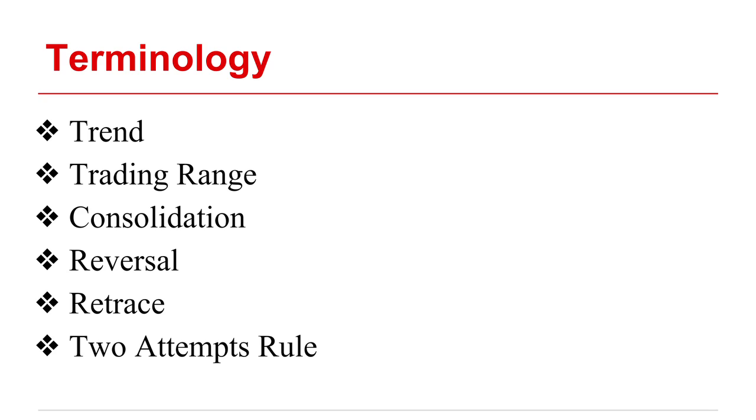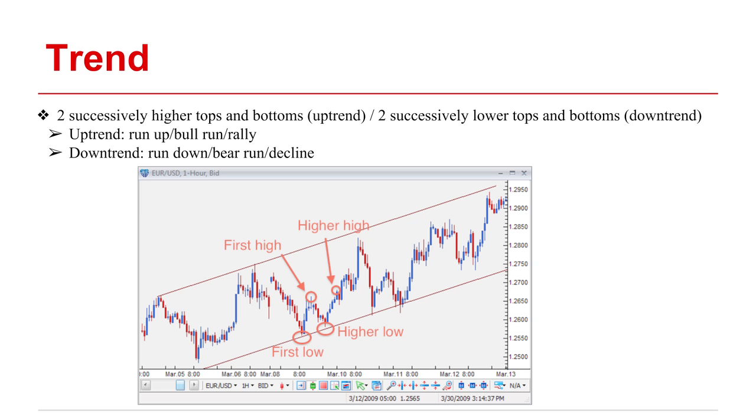Alright, before we move on, I want to explain some basic terminology for price behavior. So a trend implies two successively higher tops and bottoms in the case of an uptrend, or two successively lower tops and bottoms in the case of a downtrend. The terms run up, bull run, and rally all correspond to an uptrend, whereas run down, bear run, and decline are just different ways of saying downtrend.